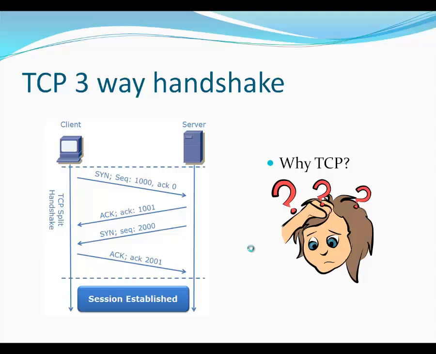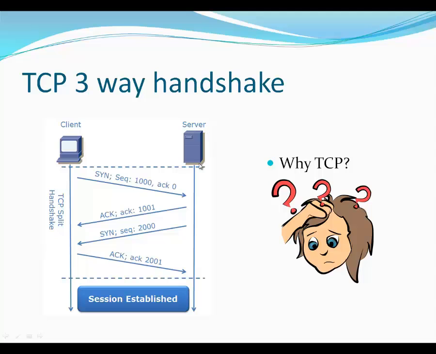Now we'll see what the TCP three-way handshake is. When the client initiates a connection to the server, it sends a SYN packet, that is synchronize, along with a sequence number. When the server receives this message, it sends the acknowledgement for this request, and the number is incremented by 1. Now the client will know, this is the acknowledgement for the message that I sent earlier having sequence number 1000. So it knows my message was received by the server.